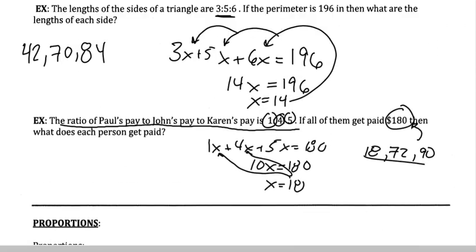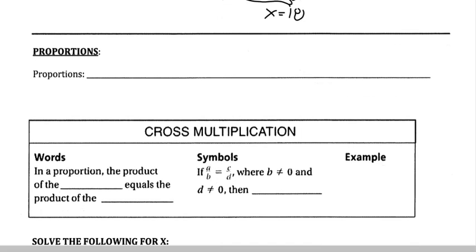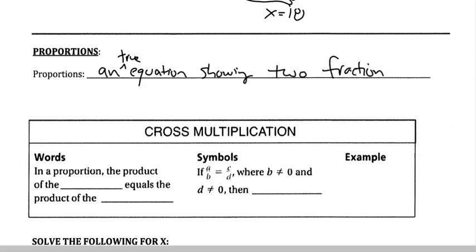Okay, now when we talk about proportions, we've kind of been using them here. A proportion is basically an equation, a true equation showing two fractions are equal. So let's say we had 1/2. If you wanted to think of a fraction that equals 1/2, 3/6. That is going to be a proportion right there.